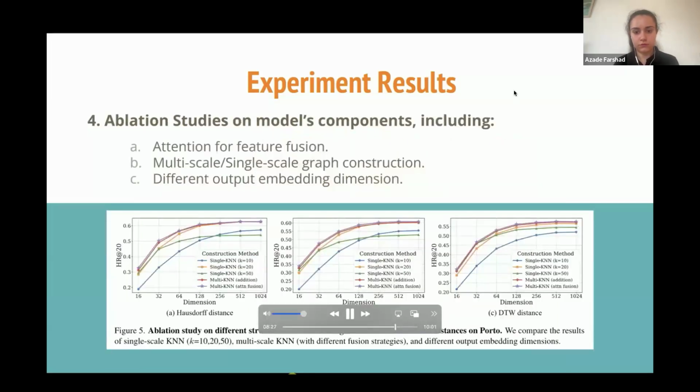We conducted ablation studies to verify key components of our model. First, our multi-scale KNN with attention outperforms other methods, providing more accurate learning. Second, multi-scale graph construction is better than single-scale, capturing both broad and localized patterns. Third, increasing embedding dimensions from 16 to 1024 improves performance, making the representation space closer to the original data.